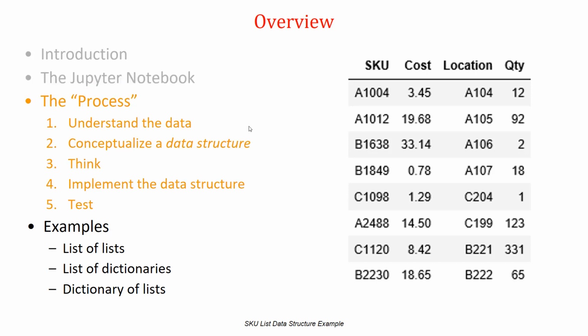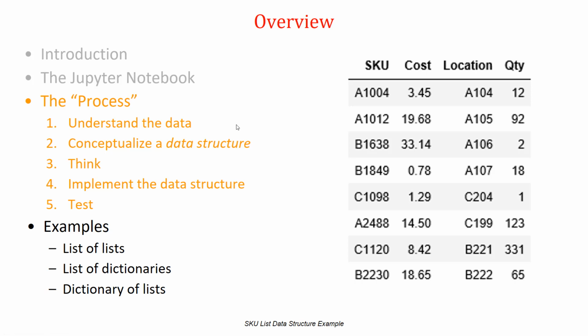And then we're going to talk about the general process that we use when you have a situation like this where we're trying to develop and implement a data structure to store a given data set. So there are 5 steps here that we're interested in. First of all is understanding the data. There's no way to set up an appropriate data structure without understanding what the data is telling you. Then you're going to do something that I call conceptualize a data structure.